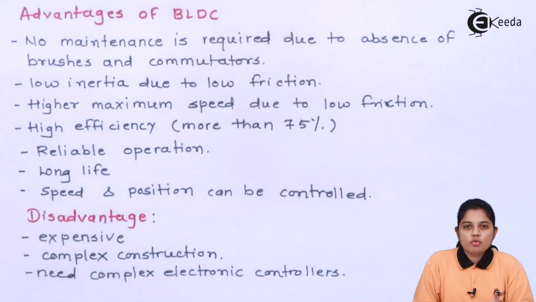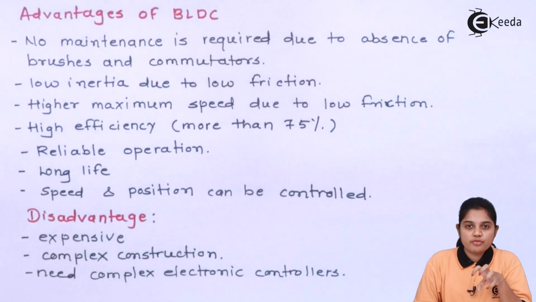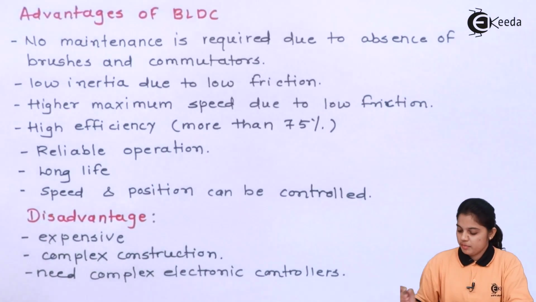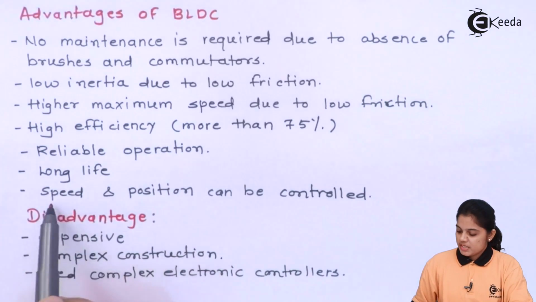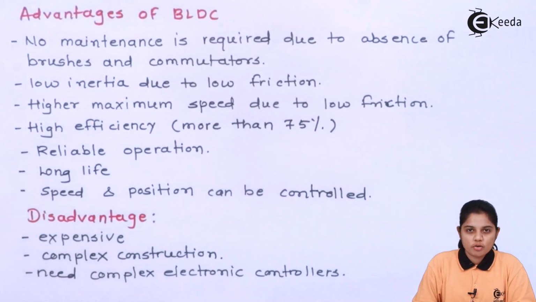Since there are no brushes present, a lot of parameters will not be present for the brushless DC motor. For example, we have seen that less maintenance is required. If there is less friction, then the device will work for a longer period of time, so it has a long life. Speed and position can be controlled. Its speed and position can be easily controlled by changing the input supply given to it.